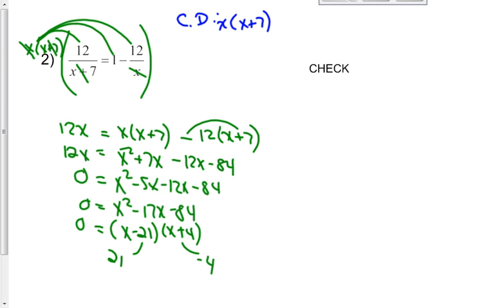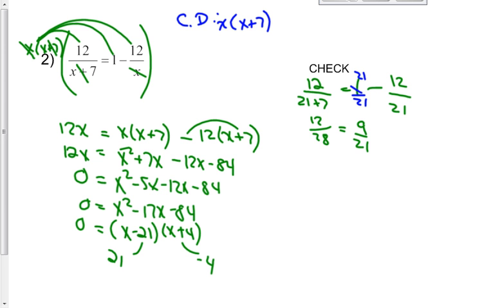But I don't know for sure until I check, and I'm going to have to check both of these. Let's start with the 21. 12 over 21 plus 7 equals 1 minus 12 over 21. 12 over, this would be 28. Does that equal 1 minus 12 over 21? Let's change the 1 into 21 over 21. 21 over 21 minus 12 over 21 would be 9 over 21. Let's see if those two reduce to give me the same thing.